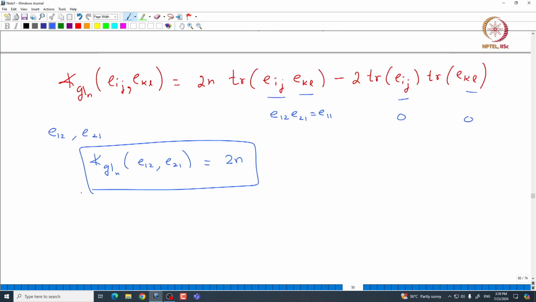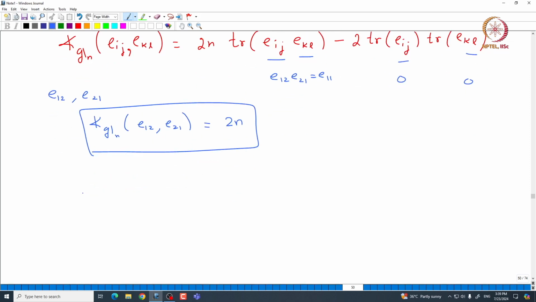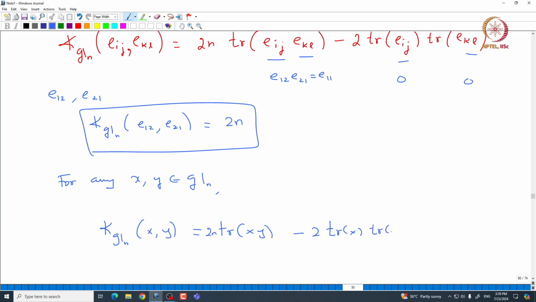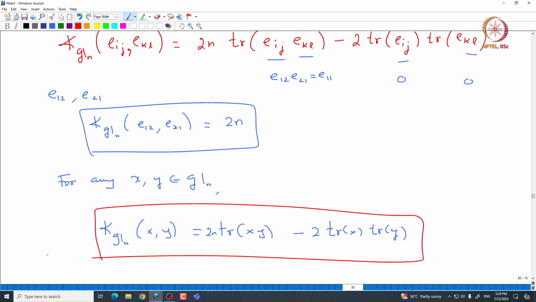Now by using linearity, for any x and y from GLN, you can see that the kappa of GLN of x comma y is exactly 2n times the trace of xy minus twice the trace of x times the trace of y. This is a very hardcore computation, but anyway it is good to do it once. So, this is the explicit formula for the Killing form of GLN.